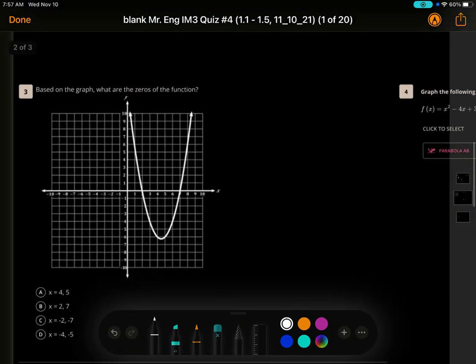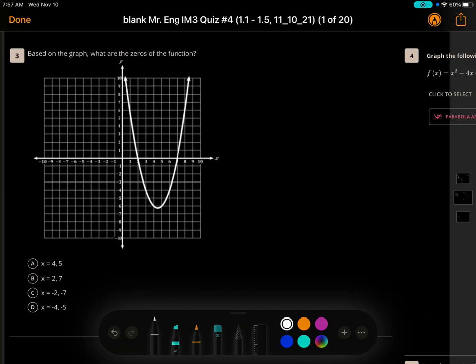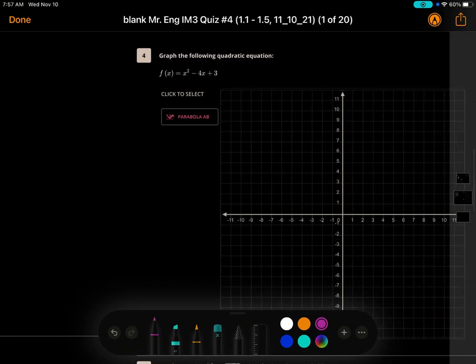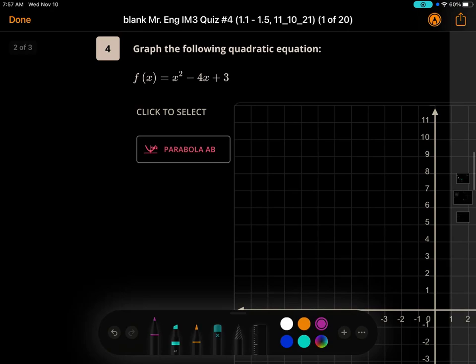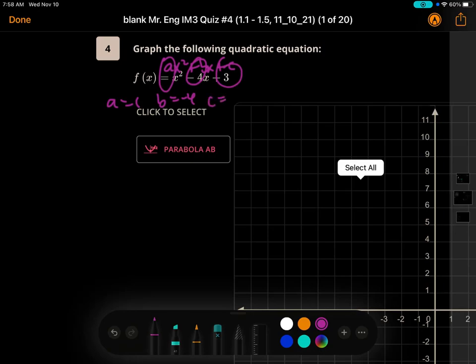1 real root. Question number 3, based on the graph, what are the zeros of the function? Well, the zeros are where it crosses the x-axis, so here and here. So that is x equals 2 and x equals 7, which is choice B. Question number 4, graph the following quadratic equation. You could transform this into vertex form, but you can just also graph this in standard, because that's what it is. How do you know it's in standard form? There's no parentheses. A is 1, B is negative 4, and C is 3.